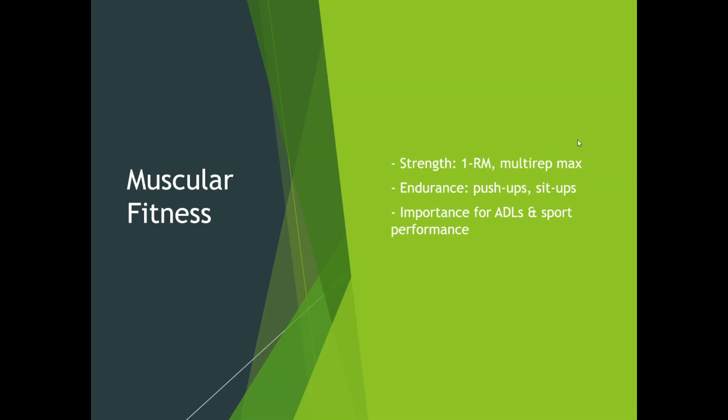Muscular fitness includes both strength and endurance. Strength can be tested using a one repetition maximum, while endurance is often measured with tests like push-ups or sit-ups. Both strength and endurance are essential not only for athletic performance but also for the daily tasks that people perform in everyday life.